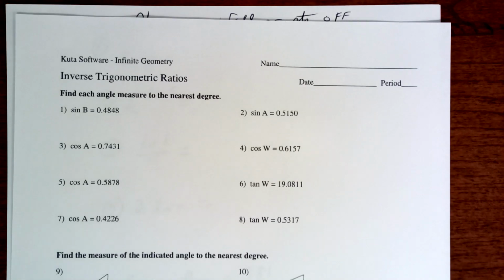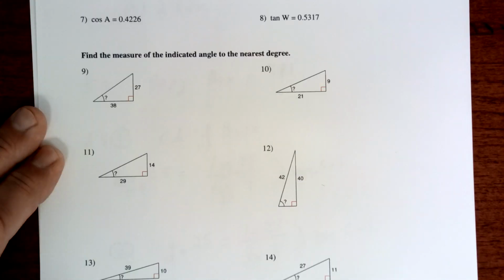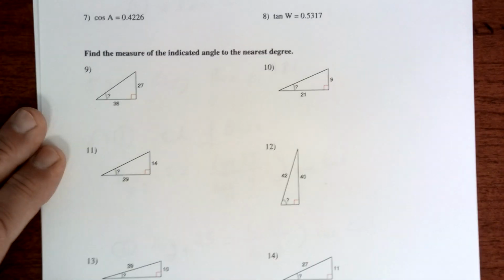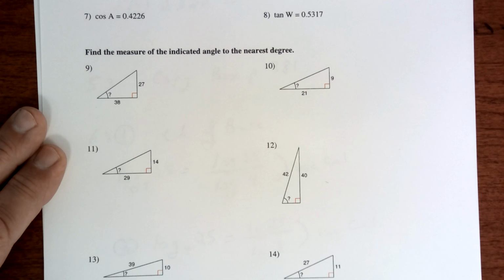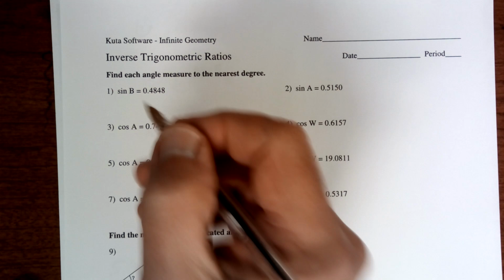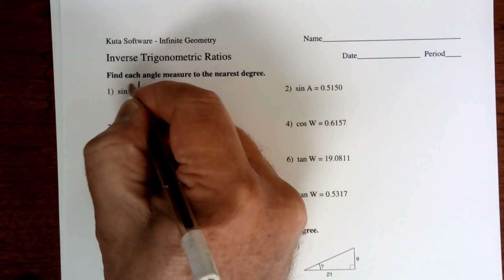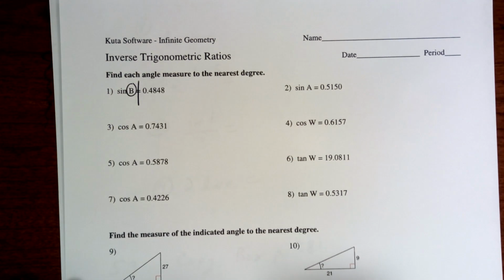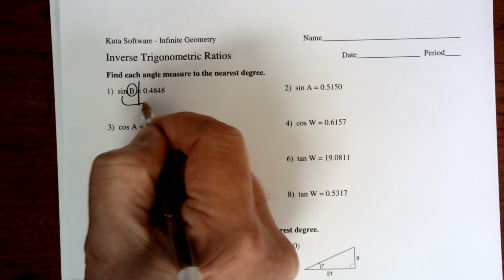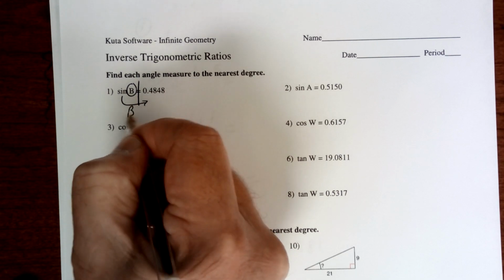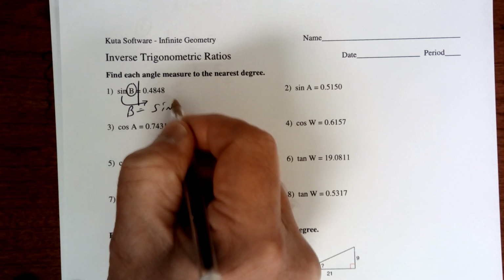Now, you might say, well, Mr. Toops, how do I do the backside here? Well, the backside on this worksheet is the inverse function. And I'm going to work this first one for you, okay? So what you're going to do here is draw a line and circle the B. And you're going to divide by the word sine. And when you do, you're going to get B is equal to the arc sine of 0.4848.